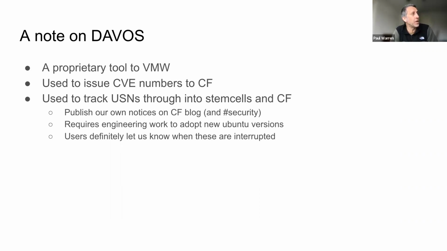This is the tool that does a couple of things for us. It's used, like I said earlier, to manage our CVE numbers. So we get a block of numbers from MITRE and they get loaded into Davos. And then for each verified CVE, we'll assign a number out of that block from Davos. But it also automatically tracks all of the Ubuntu security notices that come out, and they issue a lot. And it tracks the issues therein into our stem cells. So it says, okay, I know that there's a Ubuntu security vulnerability here. I know it's fixed. I'll go find the stem cell that applies to, and then I'll go find the Cloud Foundry deployment that's using those stem cells. And so we're tracking the USNs all the way into Cloud Foundry. And on the back of that, once we've tracked the fixes through, we will publish notices on the Cloud Foundry blog, and then those automatically get replayed out onto the hashtag security channel.